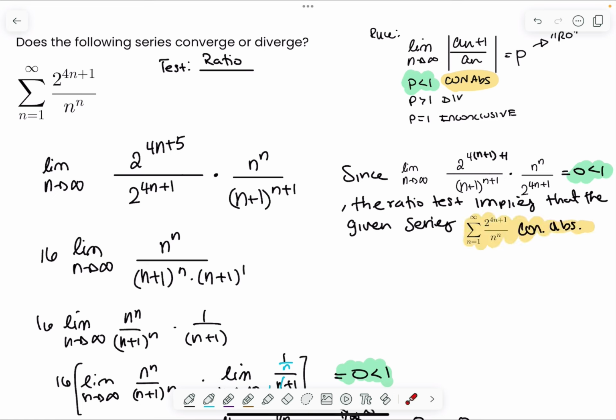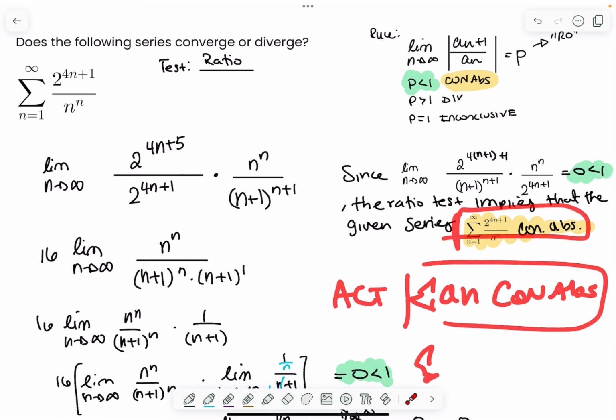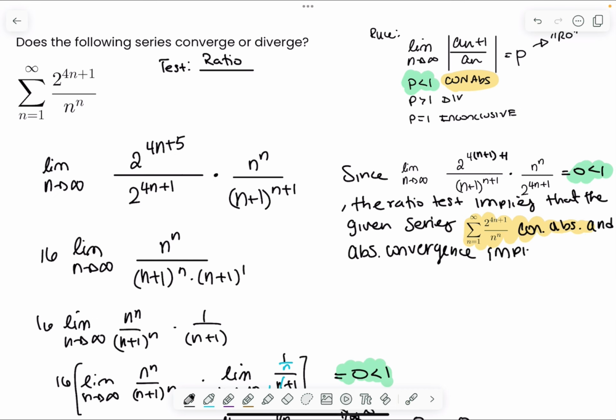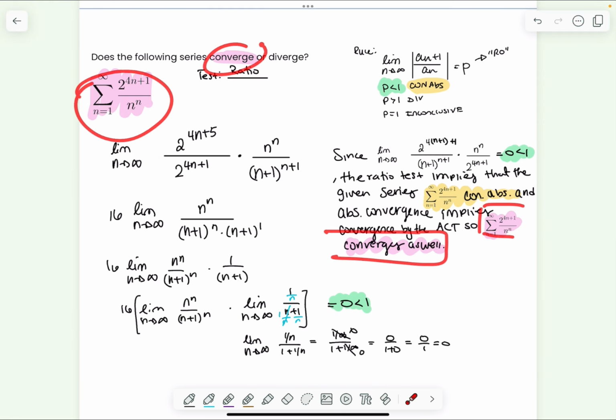But they didn't ask us if the given series converged absolutely. They asked us if it converged, period. So that's where our number 2 tool in our toolbox comes in. The absolute convergence theorem says that if we have any series that converges absolutely, which we do have, that same series is going to converge. And absolute convergence implies convergence by the absolute convergence theorem, so the given series converges as well. So the answer is that this series converges.